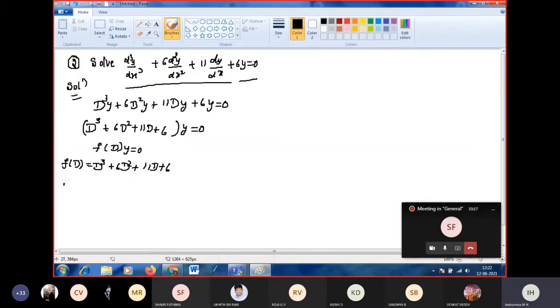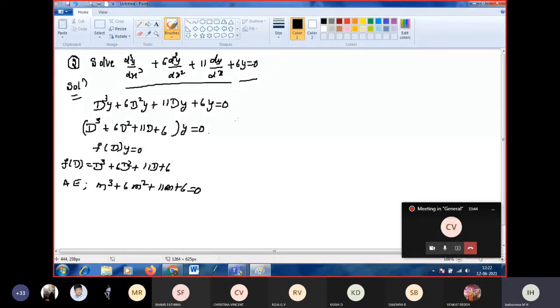Consider the auxiliary equation. What is the auxiliary equation? M cube plus 6m square plus 11m plus 6 equal to 0 you should take. Auxiliary equation means f of m equal to 0. So in place of D you replace D by m and equate to 0. That is our auxiliary equation.